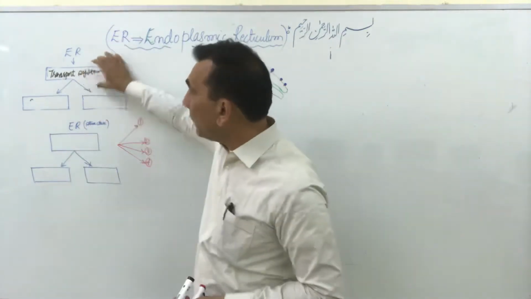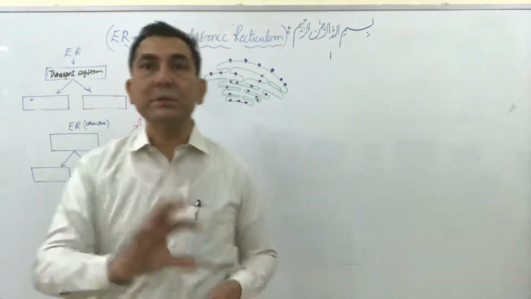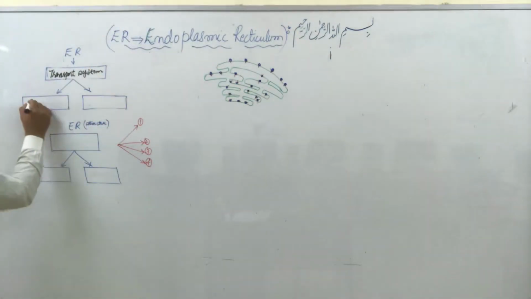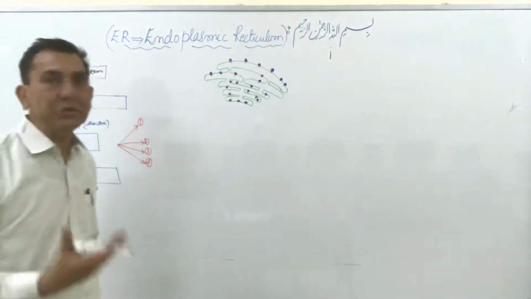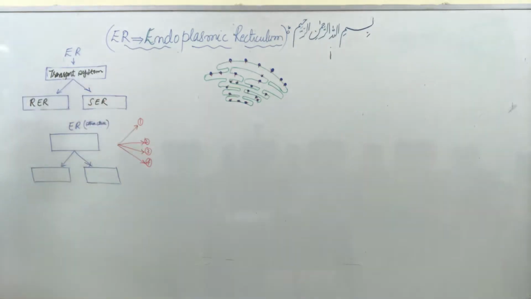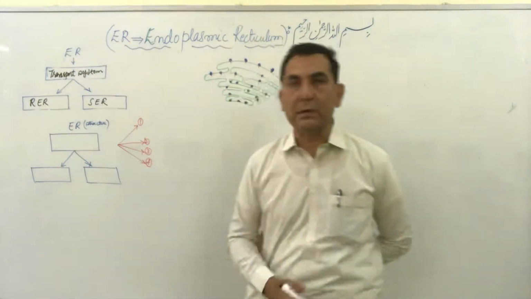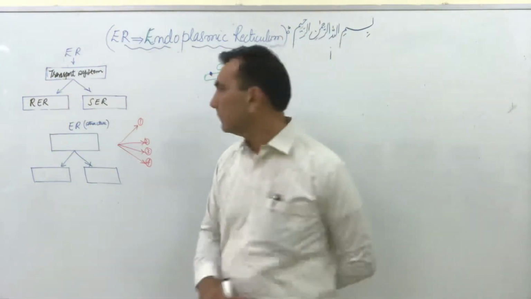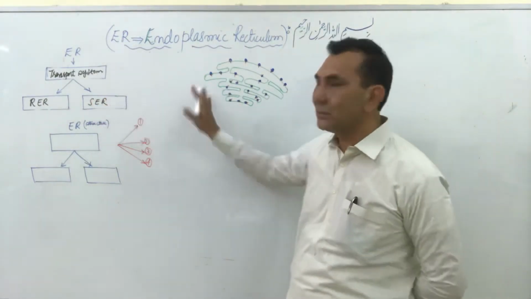Now this endoplasmic reticulum, which is the transport mechanism of the cell, is divided into two subunits. One unit is called the RER, and I write down here the abbreviation, and the second one is called the SER. The RER means the rough endoplasmic reticulum, and the second subunit is called the smooth endoplasmic reticulum. Now, what's the difference between the rough and the smooth endoplasmic reticulum?